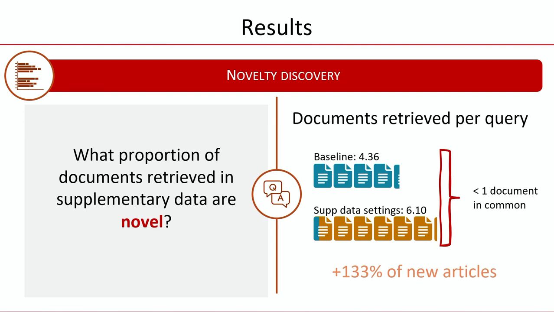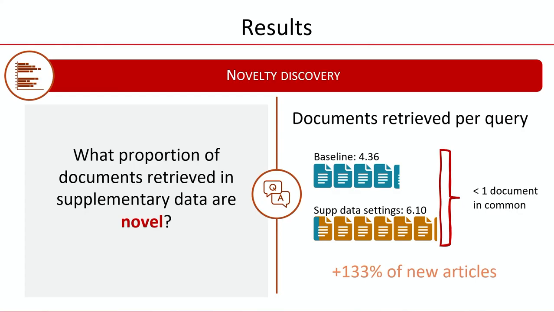The second question is what proportion of the documents retrieved in supplementary material were not retrieved when using the baseline settings? So what proportion of these documents are novel? In the baseline, we retrieve on average 4 documents per query. When using the supplementary material, we retrieve on average 6 documents per query. If we look at the overlap between both settings, we have less than 1 document in common. So most documents retrieved in the supplementary material were not retrieved when using only the full text, and we more than double the number of documents retrieved per query.